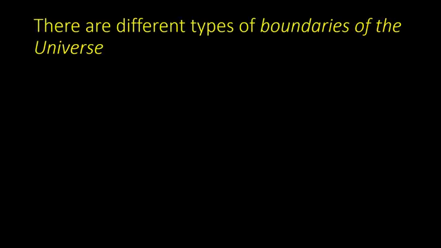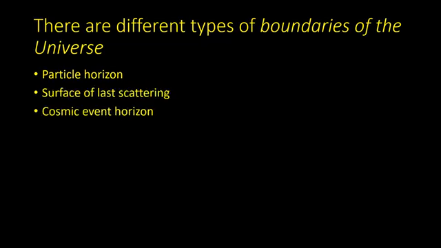Let's start with the boundary of the universe. There are actually four different types of boundary to the universe: the particle horizon, the surface of last scattering, the cosmic event horizon, and the Hubble sphere.